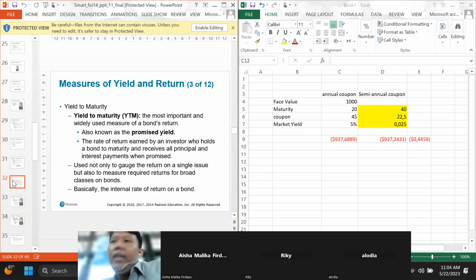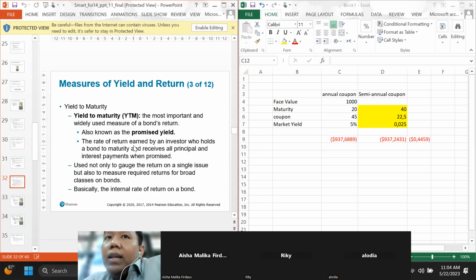Next, we have yield to maturity. Yield to maturity is the most important and widely used measure of a bond's returns. So this is the widely used method to assess the return. It is also known as the promised yield.